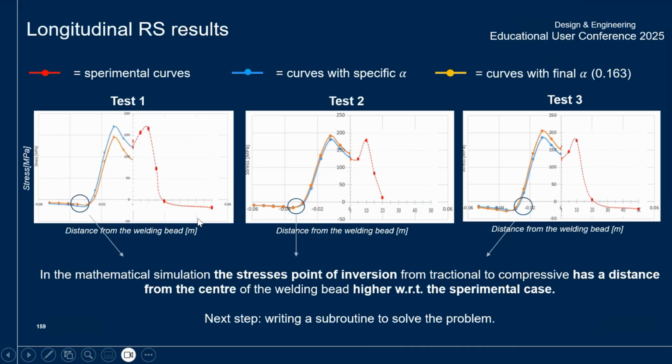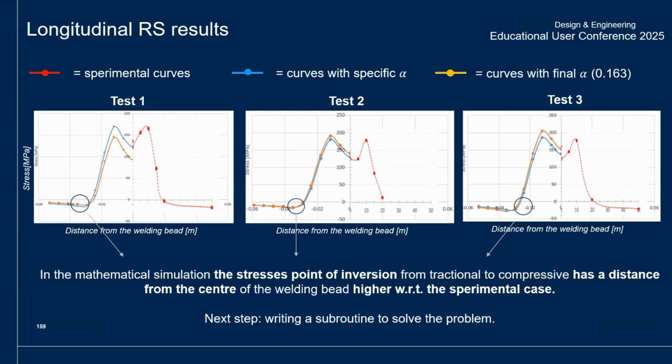The first slide of the results section is dedicated to the longitudinal residual stresses. I have dedicated a diagram to every experimental welding process, and each diagram shows three curves. The red curve is the experimental data that I had to simulate, the blue is the result of the simulation with the parameter alpha calculated specifically for the single test, and then the final result in orange with the parameter alpha equal to 0.163. The results show a good correlation between experimental and digital data.